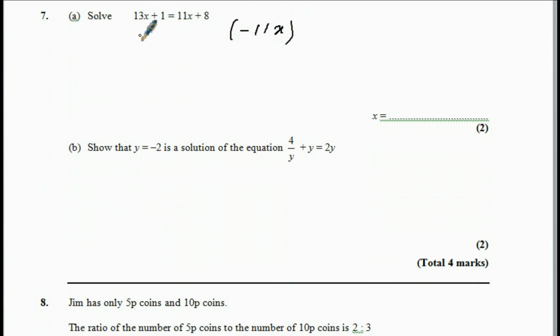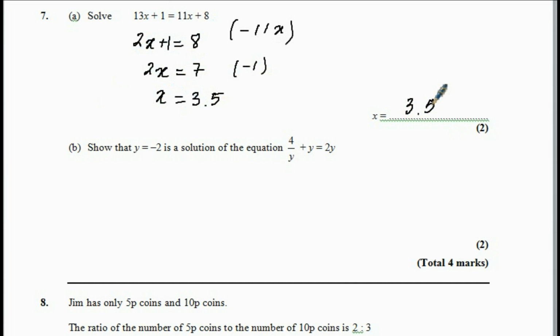We're getting 13x minus 11x will be 2x plus 1 equals 8. Now we subtract 1. We're getting 2x equals 7. And x is going to be equal to 3.5. As usual, you must do a check, if possible, 13 times 3.5. If that would be possible without making a mistake, please check that the left side is equal to the right side. 3.5 is the answer.